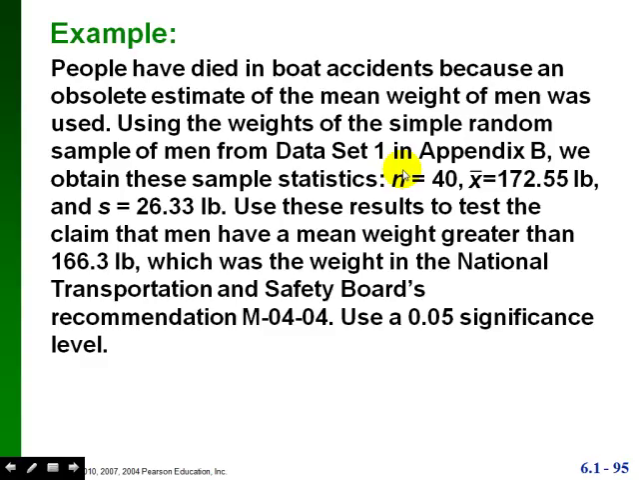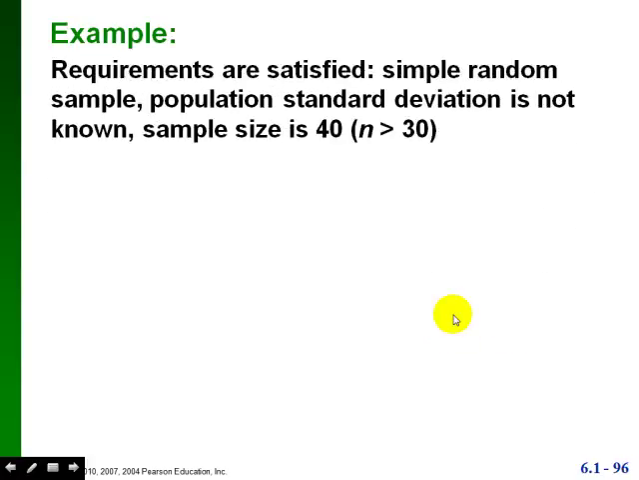Now here's an example. In this one, we're talking about the mean weight of men. So we have a sample of 40 men, and their mean weight was 172.55 pounds. Their sample standard deviation of their weights was 26.33 pounds. We're going to use this to test the claim that men have a mean weight greater than 166.3 pounds using a 0.05 significance level. So first, our requirements. We did have a simple random sample. We don't know our population standard deviation, and our sample size is greater than 30, so that's all we have to worry about.